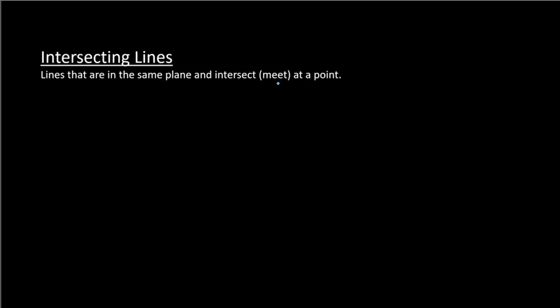The next type of lines would be lines that do cross paths, which would be intersecting lines. So intersecting lines are lines that intersect, meaning they meet, at one point. All right, so for example, here we have two lines. So notice we have line HR and we have line AB. So we can say that line AB intersects line HR.